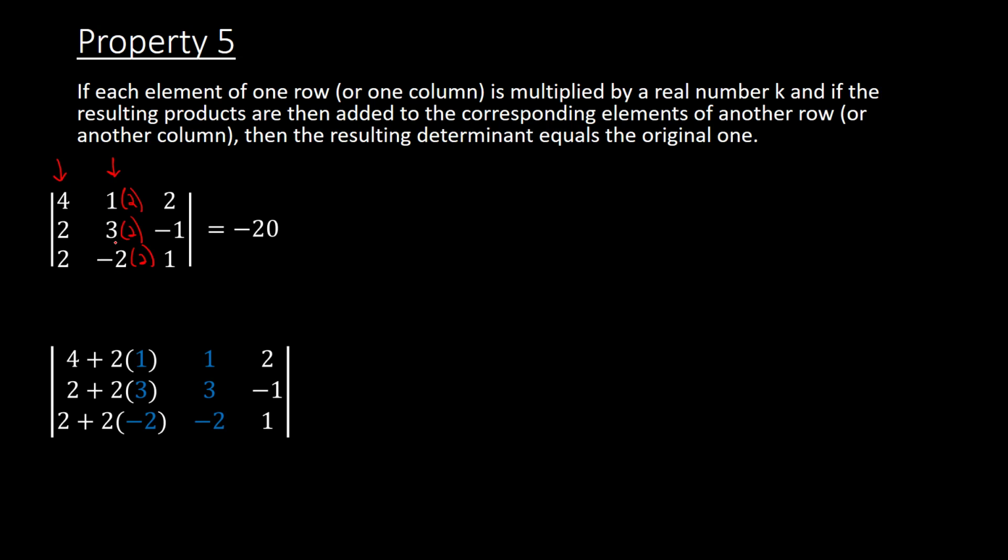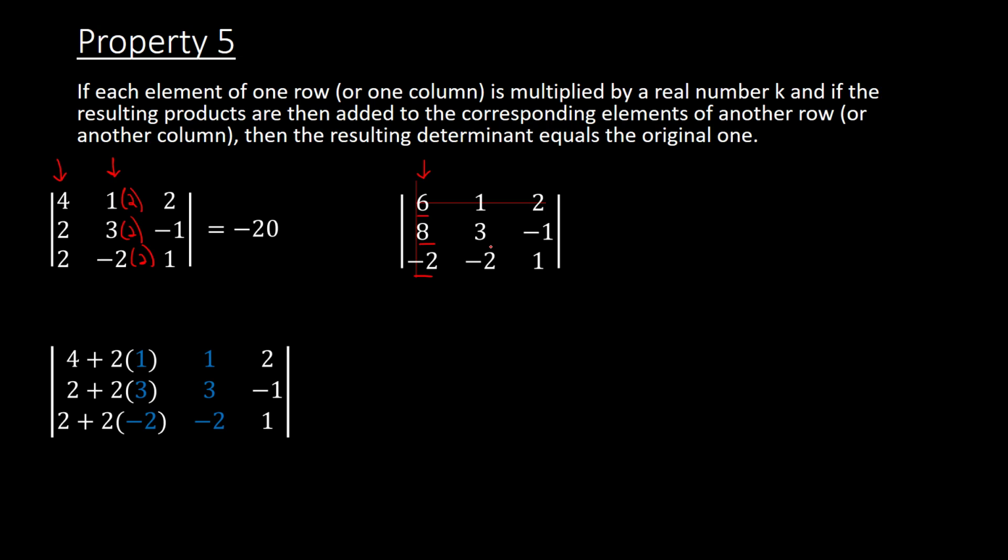So now we have 4 plus that 1 times 2, and then 2 plus that 2 times 3, and then here we have the 2 plus that 2 times negative 2. So when you do that, we have 4 plus 2 equals 6, 2 plus 6 gives me the 8, and then 2 plus 2 times negative 2 would give you a negative 2 right there. So this first column is being replaced with 6, 8, and negative 2. Now if you were to find the determinant of this new matrix, the fifth property says the resulting determinant equals the original one. So let's find the determinant of this new matrix.